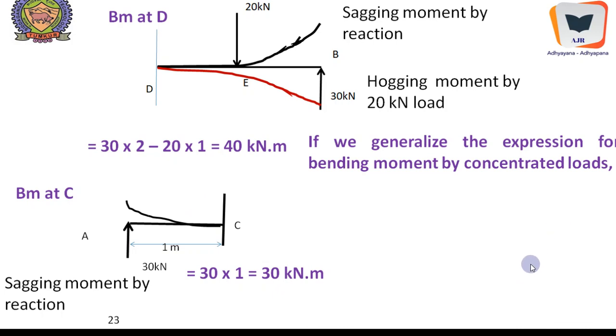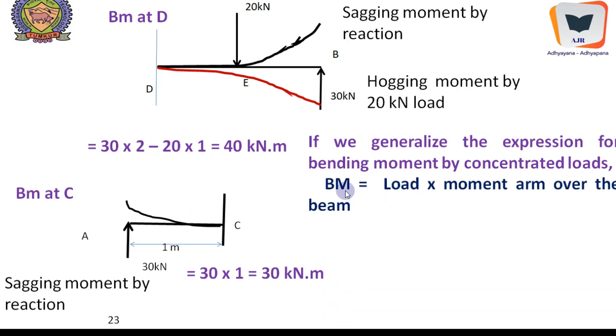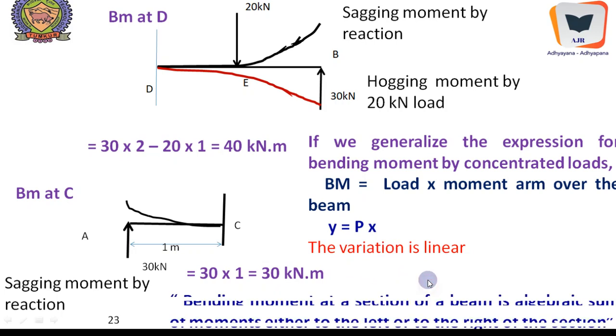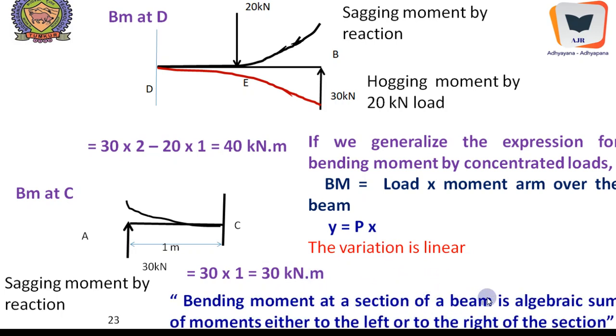If we generalize the expression for bending moment by concentrated loads, bending moment equals load into the distance from the support over the beam. We will say Y equal to P into X. It looks like Y equal to Mx, therefore the variation is linear. So bending moment at a section of a beam is the algebraic sum of moments either to the left or to the right of the section.